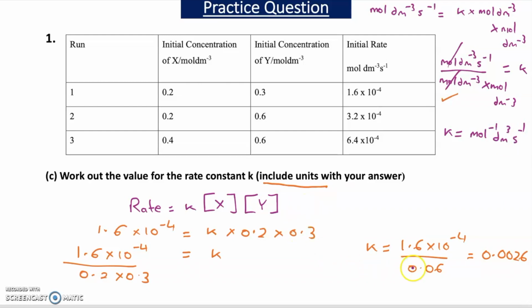And that would be my units of K, and my value of K would be 0.0026. So I'm going to write my units in here by my value, 0.0026 moles to the minus 1, dm to the 3, seconds to the minus 1.